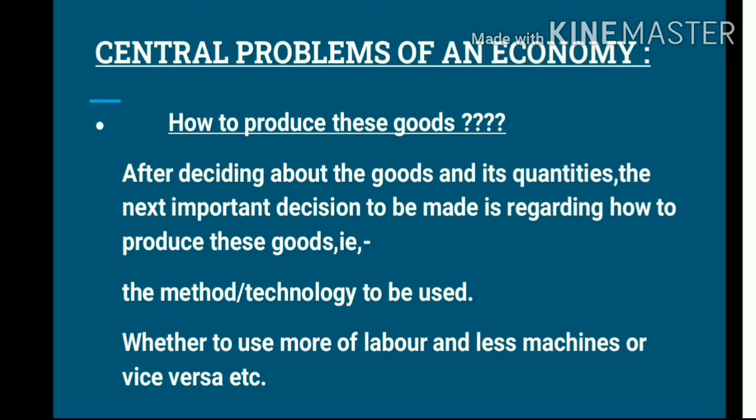So students, basically there are two technologies or two methods that are used. One is the labor intensive technique, and the other one is the capital intensive technique. In labor intensive technique, more labor is used and fewer machines are used, whereas in capital intensive technique, more machines are used and comparatively less human labor is used. So the second central problem of an economy is the decision regarding which technology to be used in producing the goods. That is, how to produce the goods, whether to use more labor and fewer machines, or more machines and less human labor.